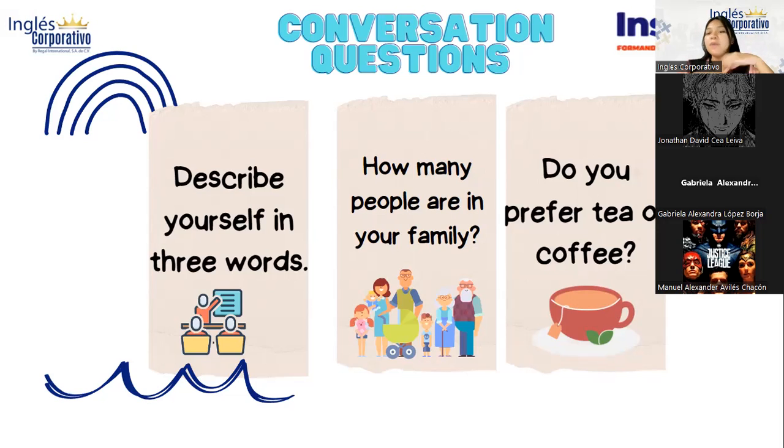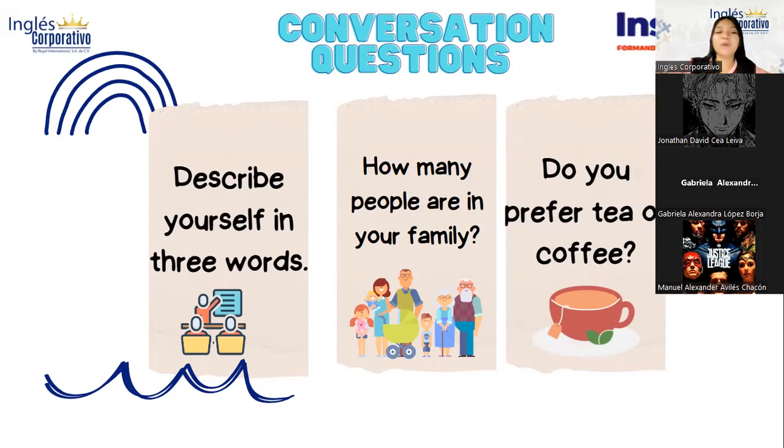Now, Gabriela, what about you? Describe yourself in three words. How do you say amable? Kind. I am kind. I am responsible. I can't think of any more. But in Spanish? Amable, responsable. Let me tell you. Okay, Gabriela.